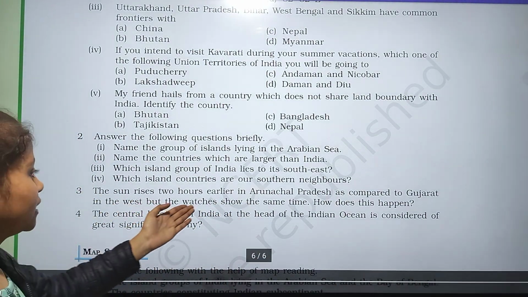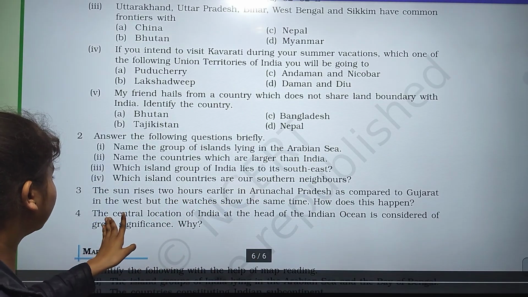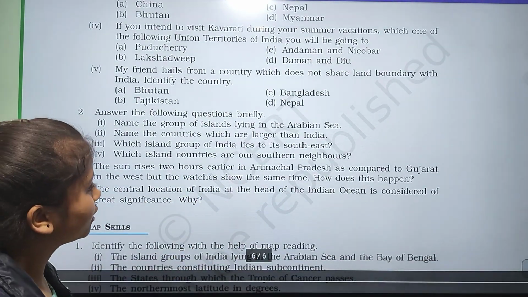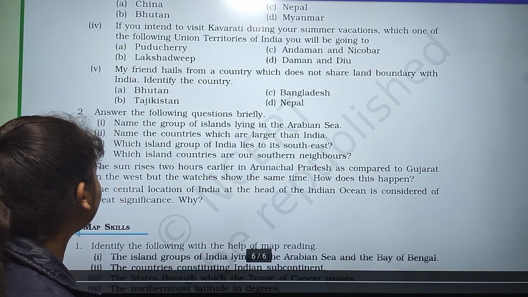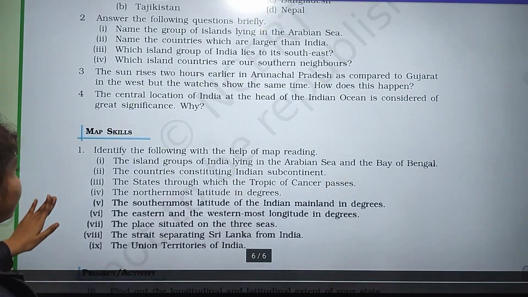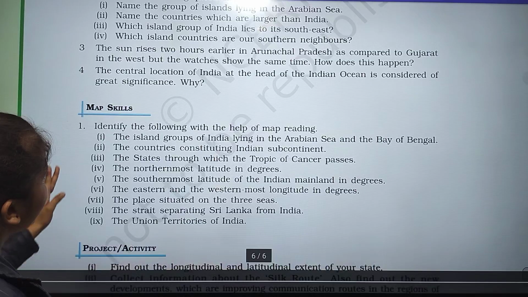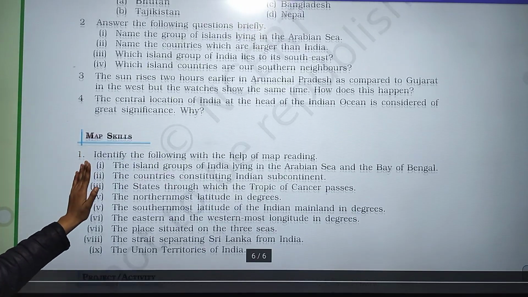Here is the sunrise 2 hours. This one is the question that the central location of India at the head of the Indian Ocean is considered as a great asset. This one is a question and this one is a map discussion.